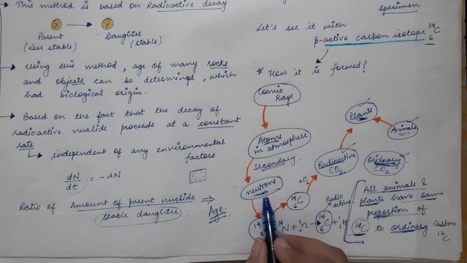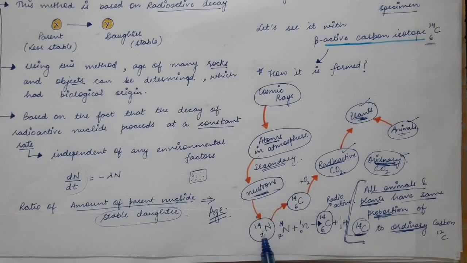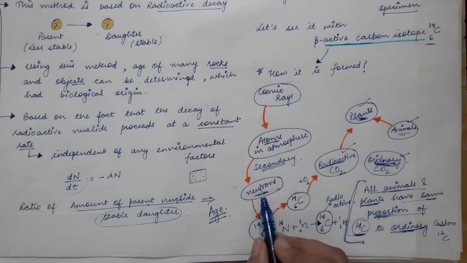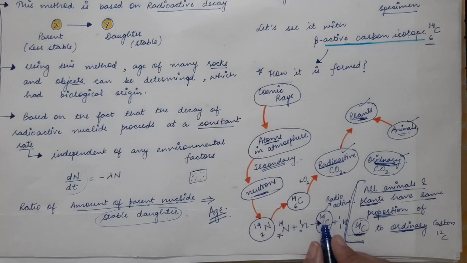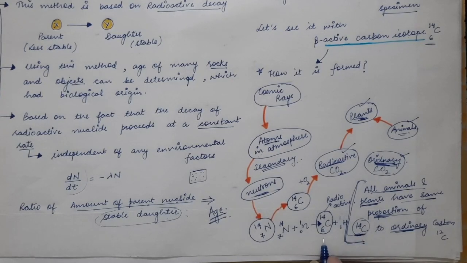These neutrons are captured by the nucleus of nitrogen 14, and when nitrogen 14 captures a neutron, it will give the formation of radioactive carbon. So this will result in the formation of radioactive carbon, and a proton will be emitted in this particular process.